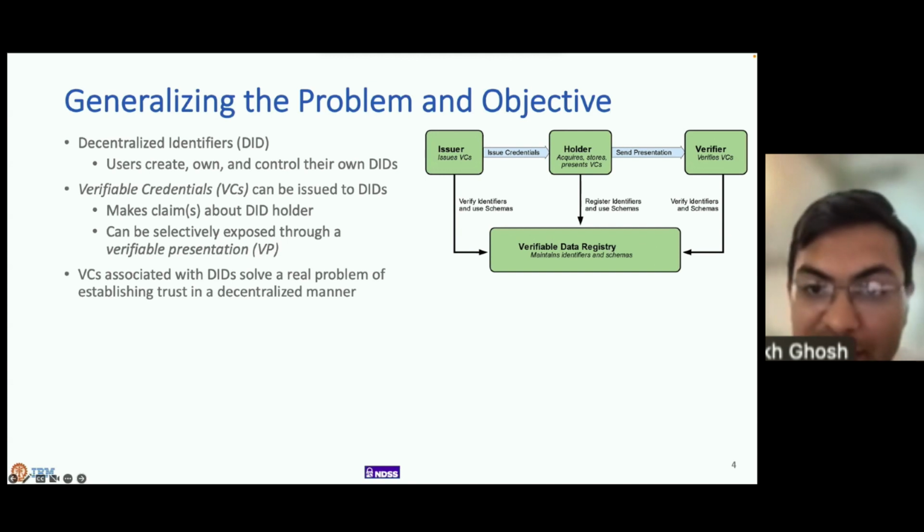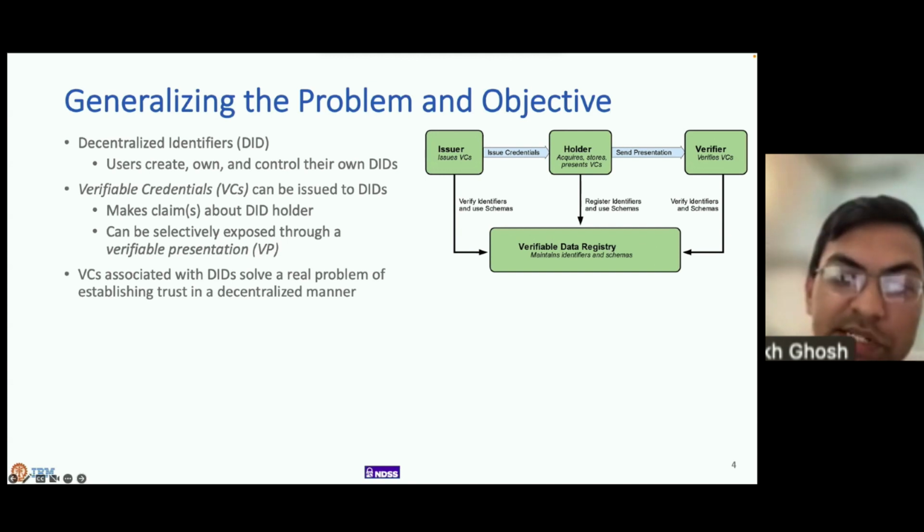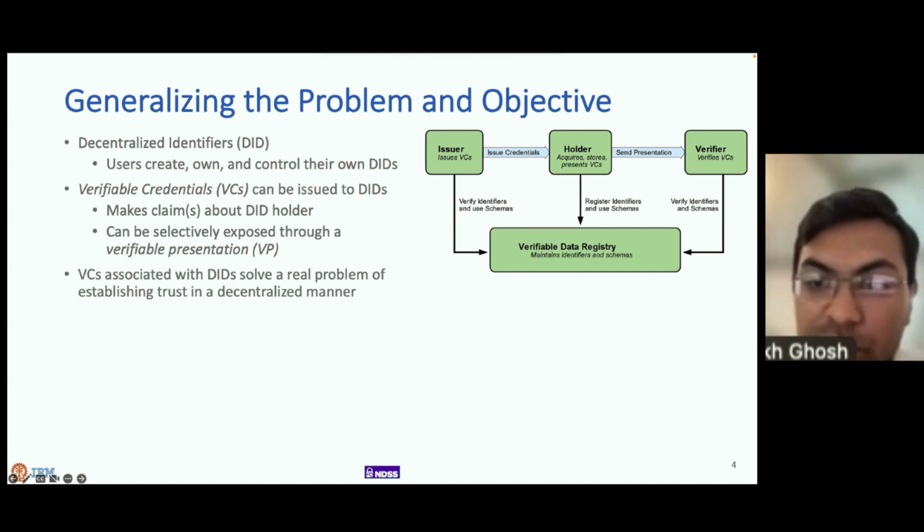In conjunction with DIDs, more importantly, verifiable credentials or VCs, which are also a W3C recommendation, allow credential issuers to attest claims about DID holders. Then the DID holders can present and prove these claims to verifiers through verifiable presentations. Overall, DIDs together with VCs solve a real problem of establishing trust in a decentralized setting.